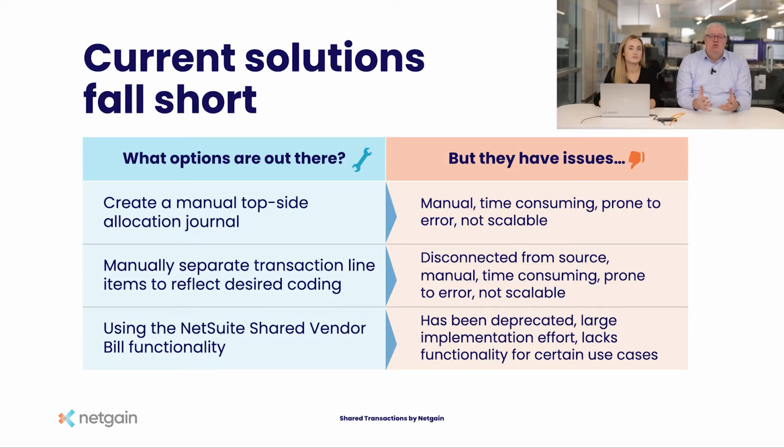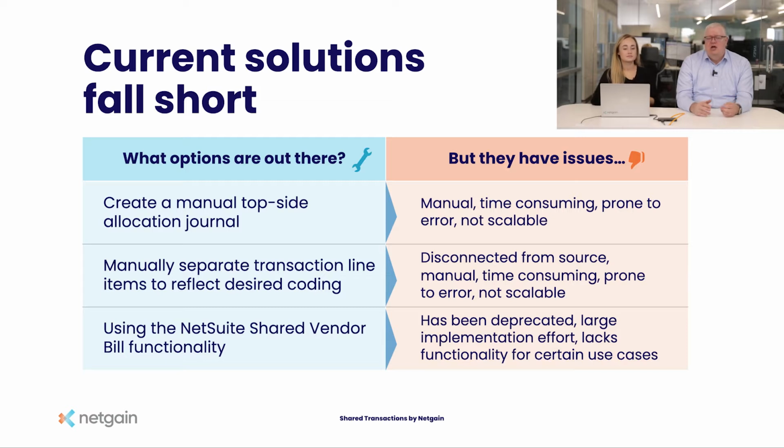So how do you solve that? There are three ways that you probably have seen in NetSuite as a user. The first is that you can always create a manual topside journal. You could use the NetSuite allocations module at the end of the month to try to grab something, or you could just create a journal to move it. The problem with that is it's really time consuming. You need to take the journal, insert all the lines, and track the errors.